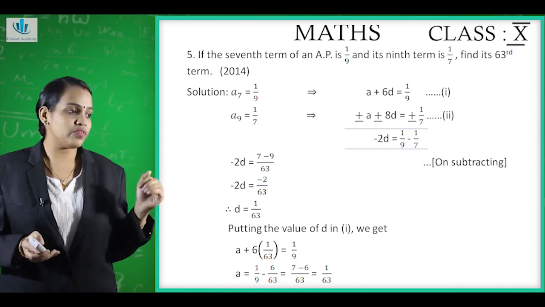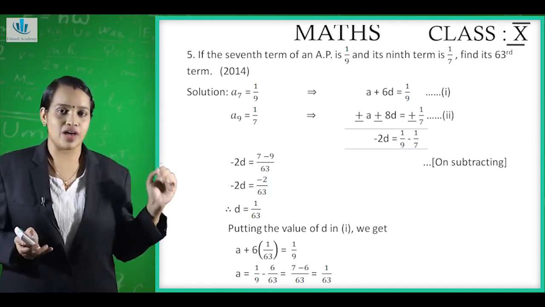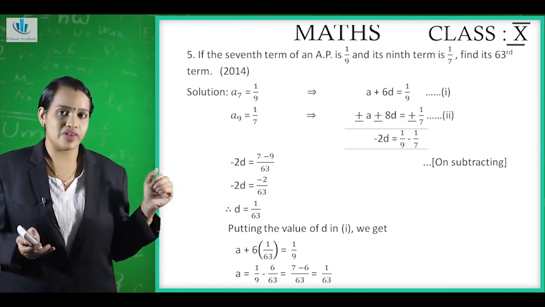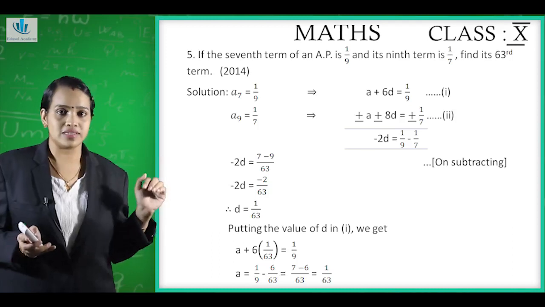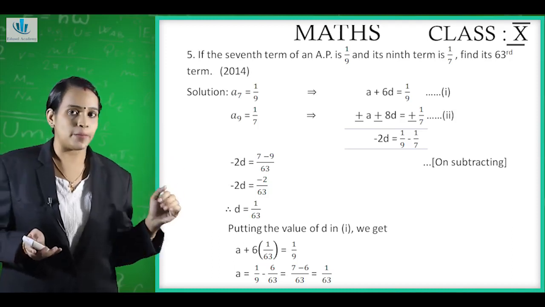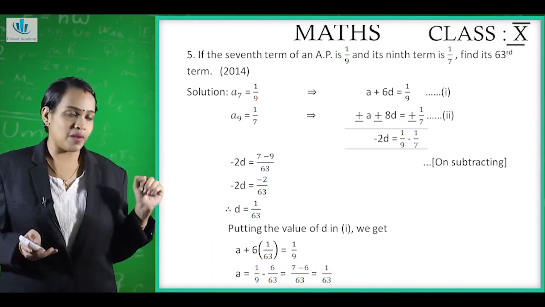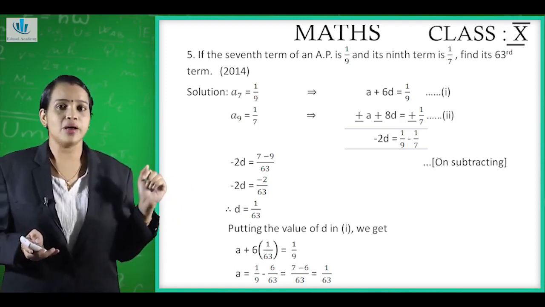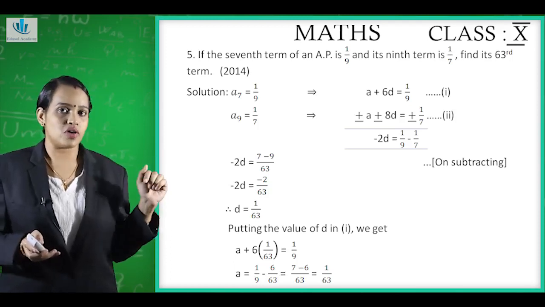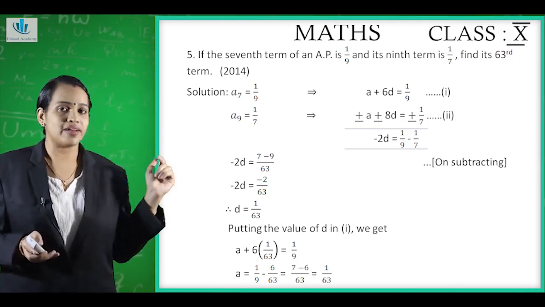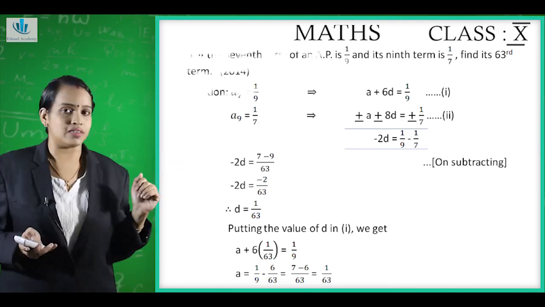Now we will put the value of D in equation 1. So putting the value of D in 1, we get A plus 6 into 1 upon 63 is equal to 1 upon 9. Therefore A is equal to 1 upon 9 minus 6 upon 63, which is equal to, when we cross multiply, (7 minus 6) upon 63, which is equal to 1 upon 63.